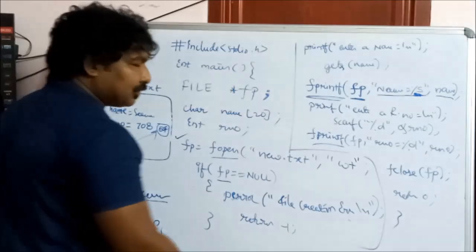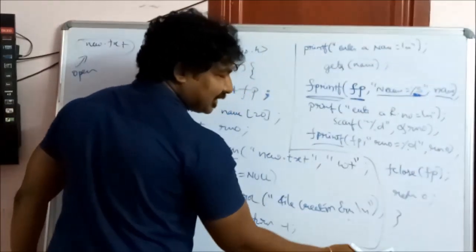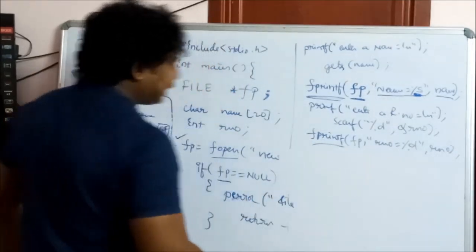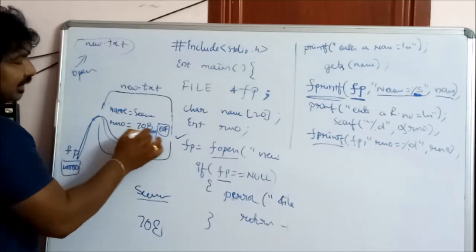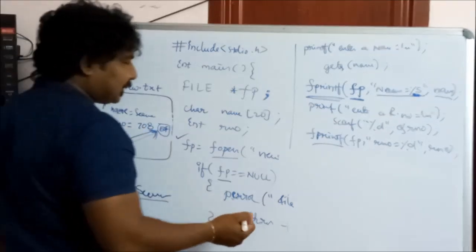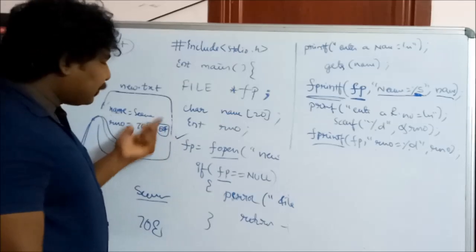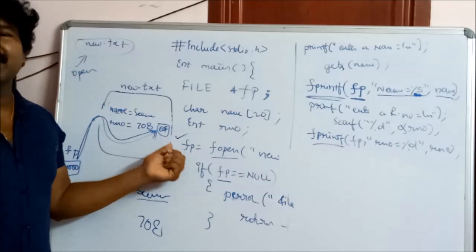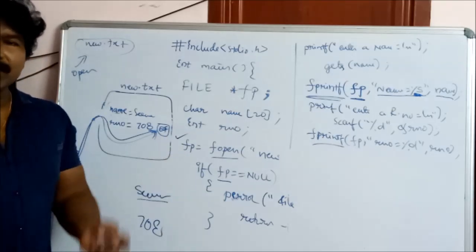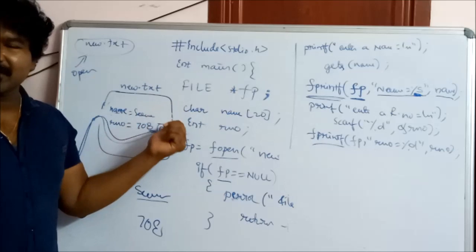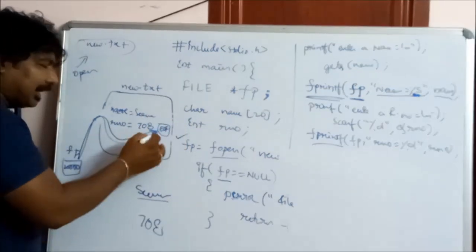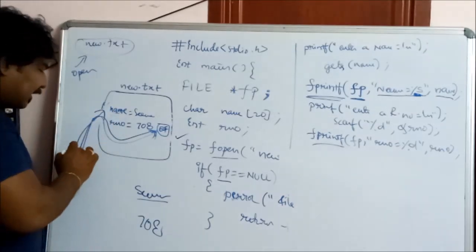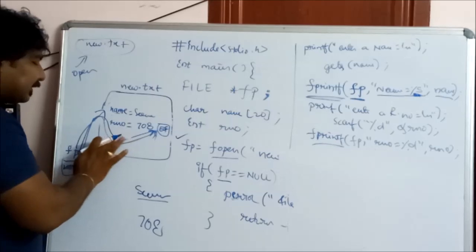Okay friends, so what I will do now is, I'm just erasing here, this thing, for the clarity. After entering here, this FP is pointing here. Now if I want to read the data, you cannot read the data. Why? Because my file pointer is at the end of the file, at the last location. If I want to read my data, that is name equals Seenu, roll number is 708, I need to move my file pointer from the last position to the beginning. So how do you move a file pointer from the last position to the beginning?